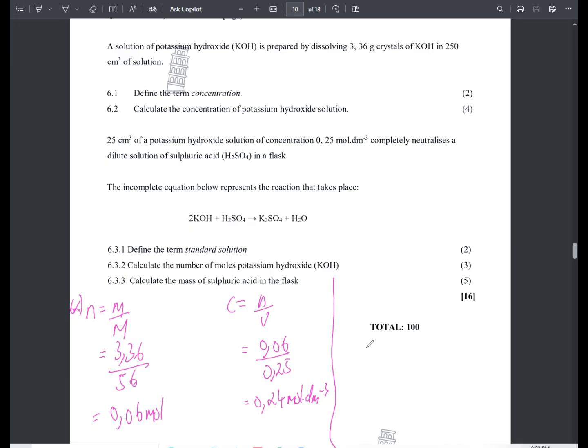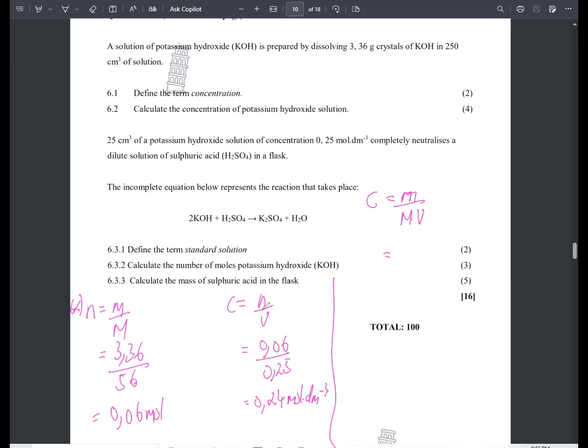But then there's the straightforward one where you just say, since I'm given the mass, I could just say c is equal to mass over the molar mass times volume. If you look at it, this is actually the same thing, because here I simply replace the number of moles by the mass over the molar mass, which is what you are seeing here.